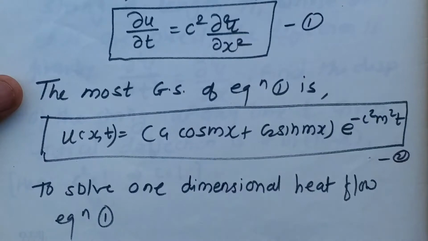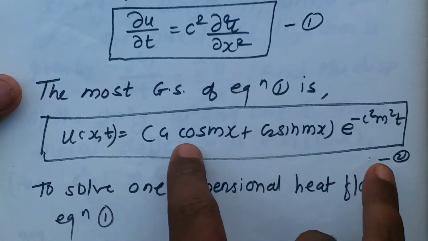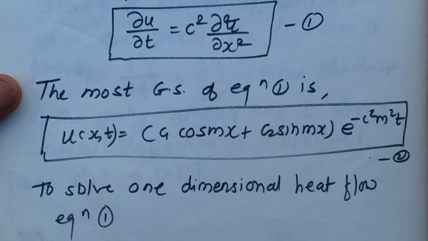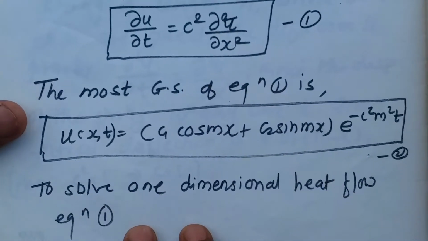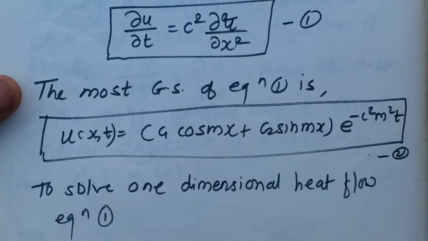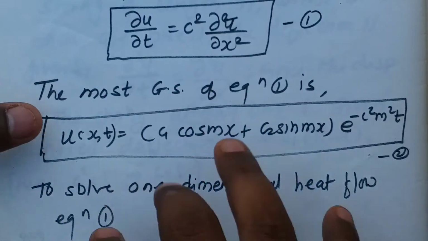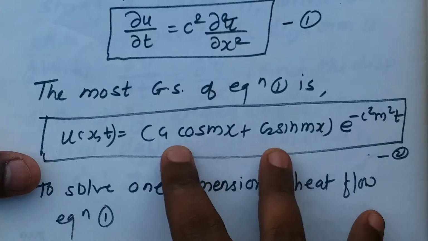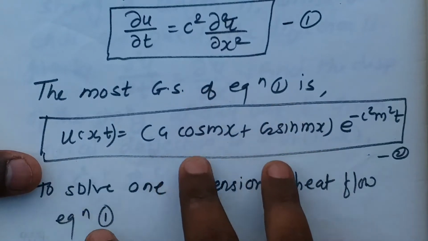Here we have only two arbitrary constants in the solution, right? In the wave equation we had four arbitrary constants, and for eliminating those four arbitrary constants we used boundary conditions and initial conditions. Here also we are going to have some conditions for eliminating these constants, but the number of constants is only two here.